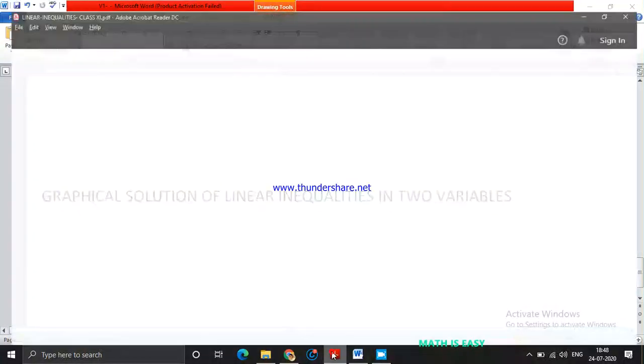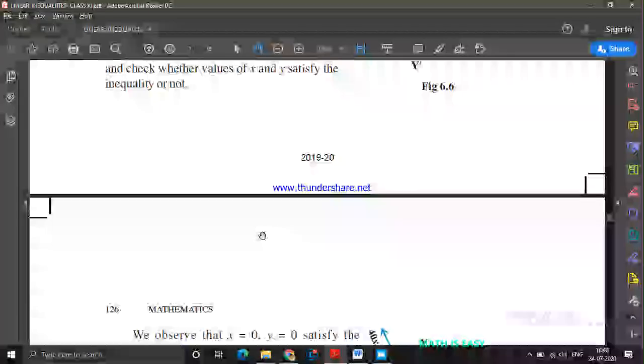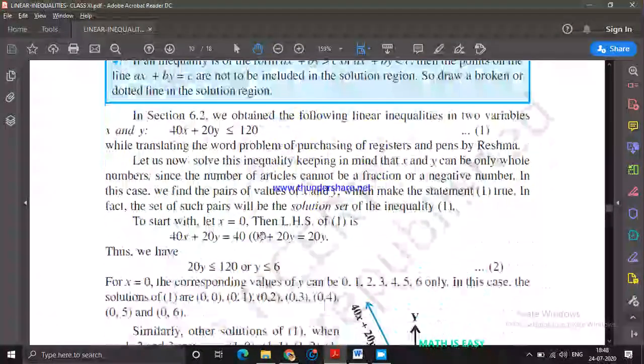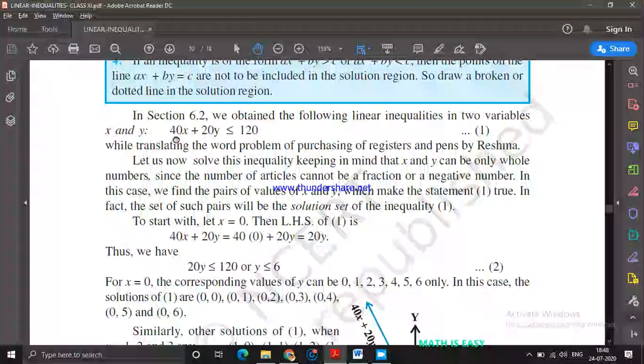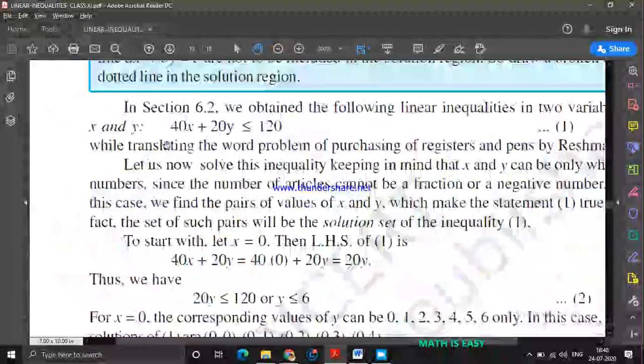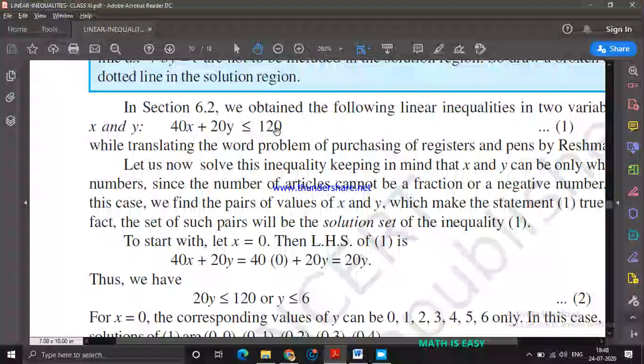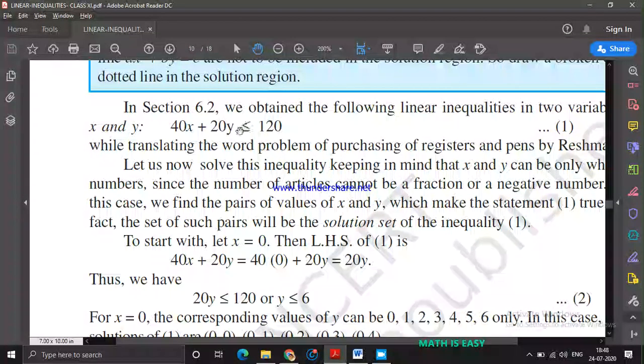Now comes graphical solutions of linear inequalities in two variables. For example, here the inequality is given: 40x plus 20y is less than or equal to 120. So how do I represent this on the graph? First, to represent linear inequalities, I'll take the equal sign, whether it is less than or greater than, whether the equal sign is there or not. Even if they give 40x plus 20y is less than 120, first I'll take equals to 120, then I'll represent it on the graph.